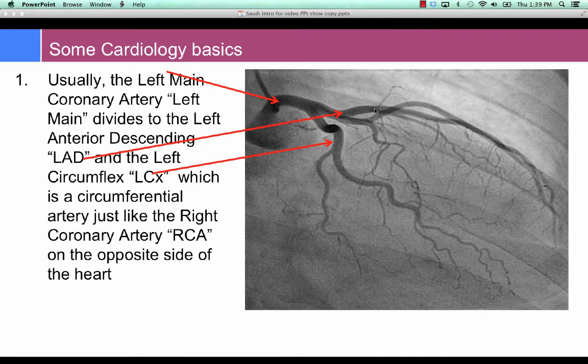Just a bit more about terminology: the circumflex, the left anterior descending, the left main, and we describe segments according to whether they're proximal, mid, or distal. And then we describe the branches. For example, diagonals always are the anteriorly directed branch vessels off the anterior descending artery. Septals are the vessels that are penetrating the interventricular septum. Branches off the circumferential artery, the left circumflex or the right circumflex, are all called marginal arteries.